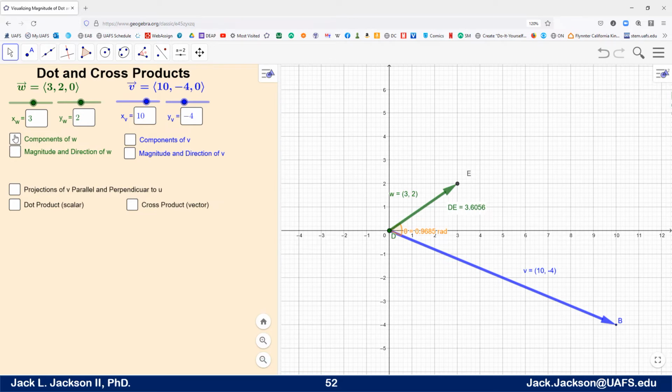You can also turn on the components there and, of course, see that it's going right 3 and up 2. And the same way for the other. You can see it's going to the right 10 and down 4, or out a distance of 10.77 approximately at this angle of 5.9 radians.